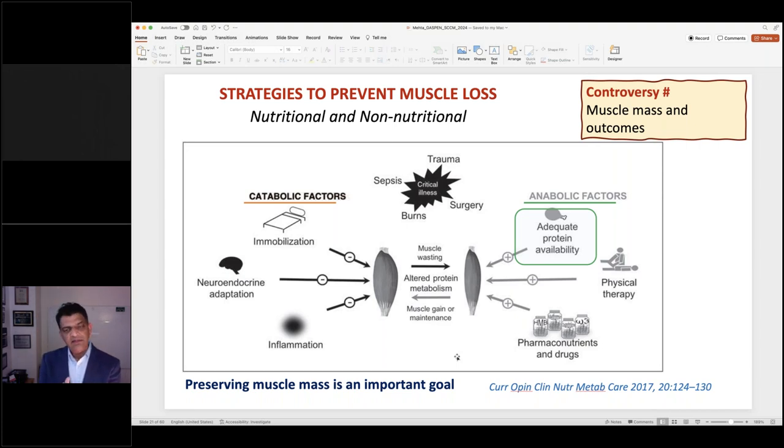On the other end, there are areas which we could focus on, such as adequate protein availability. So you saw in the figure that I showed you summarizing the protein catabolism, that the body has an increased synthesis too. That means if adequate protein was available, one could make protein enough and at least try to curtail the loss that is inevitable. Secondly, physical therapy to try to counteract the immobilization. And we won't have time today to talk about pharmaconutrients and drugs, but watch that space. There are drugs out there which are being tested that might perhaps ameliorate or slightly modify the muscle loss.